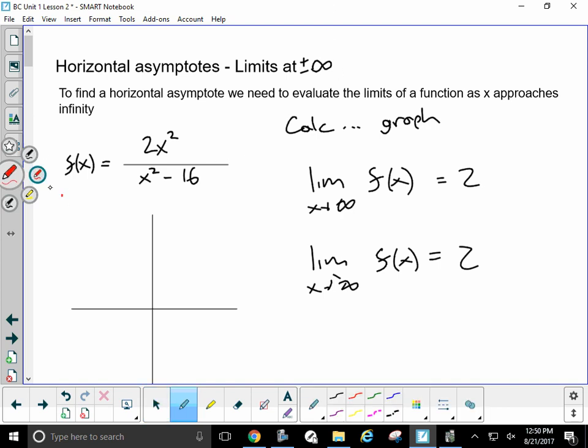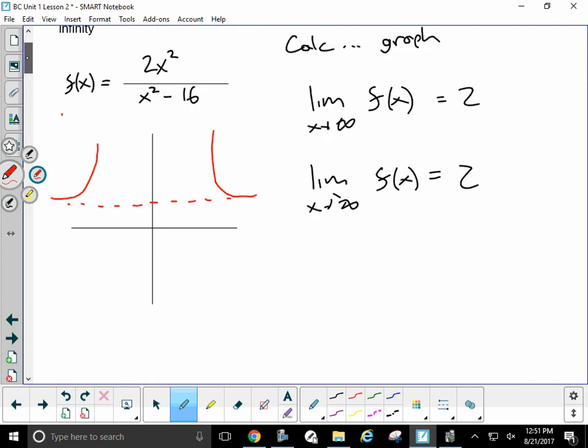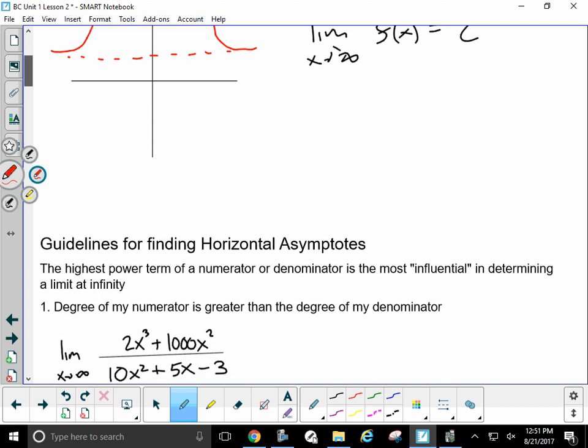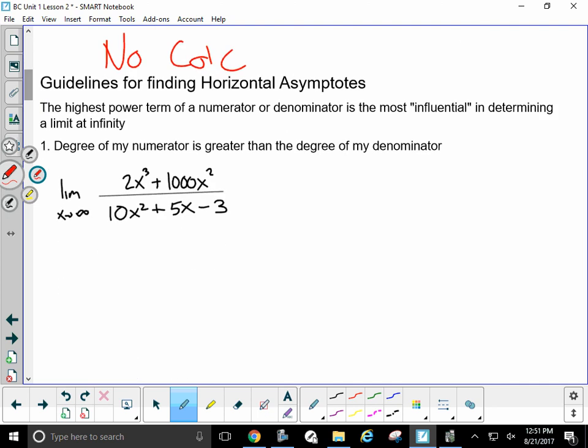There we are. So this guy had 1 at 2, and we kind of figured out that over here we were approaching 2. Doesn't really matter what the graph looks like. We could get into including the vertical asymptotes, but let's now do it without a calculator. Okay. And we're going to start with this one. And I say there are guidelines.